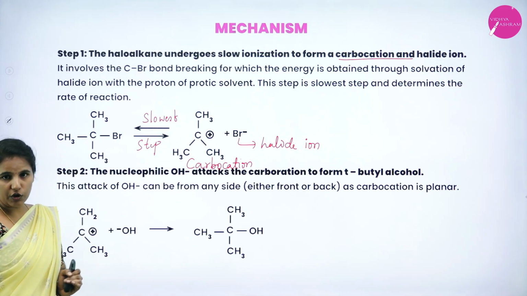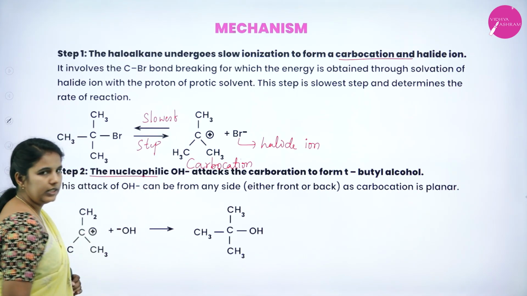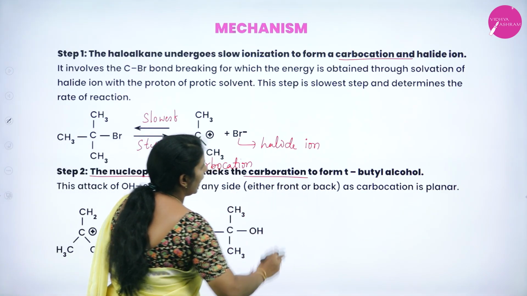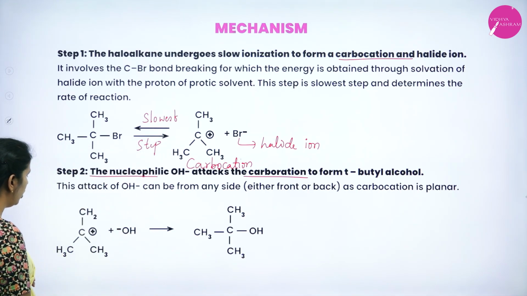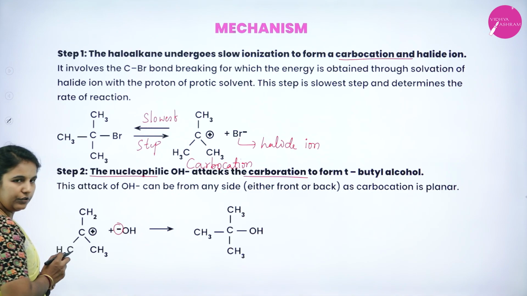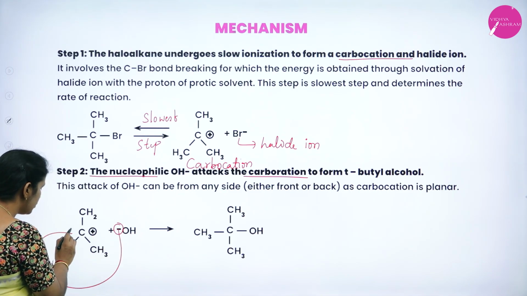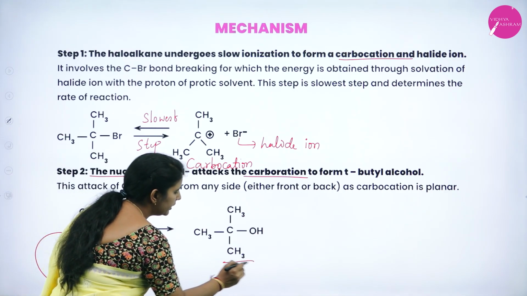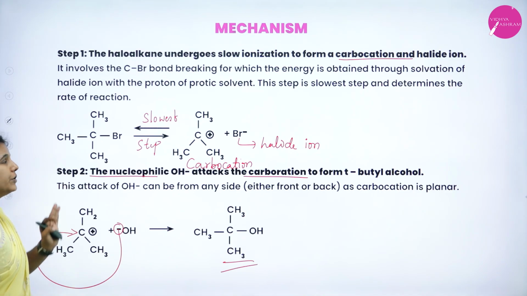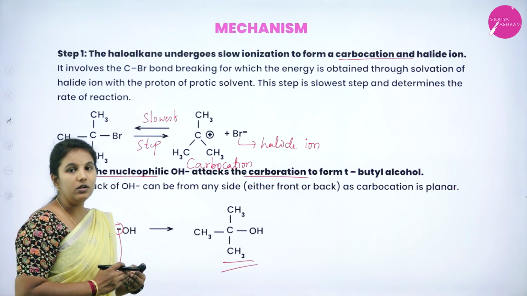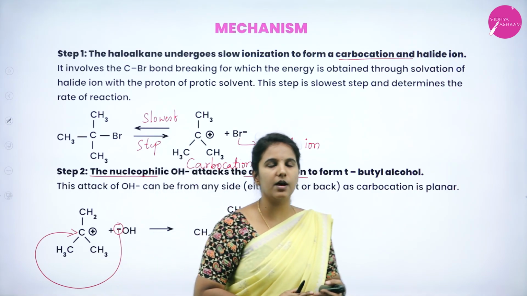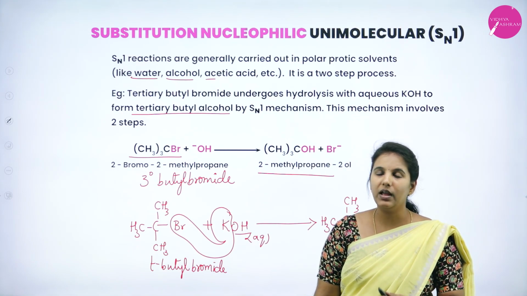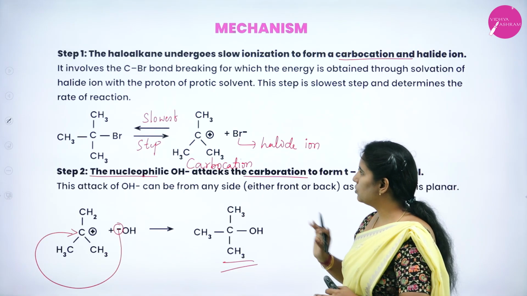In the second step, what will happen? The nucleophile, that is OH minus, attacks the tertiary carbocation to form tertiary butyl alcohol. So here we have a nucleophile, that is the OH minus ion, which goes and attacks a tertiary butyl carbocation to form what? Tertiary butyl alcohol. So in the examinations, you need to write the two-step mechanism along with a general mechanism to show the SN1 reaction mechanism. So hope you have understood.